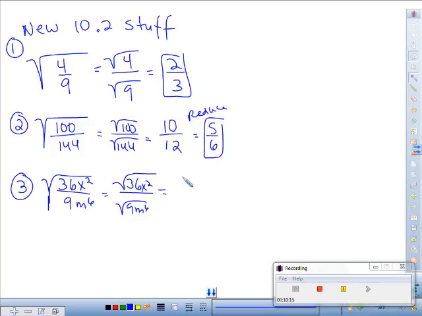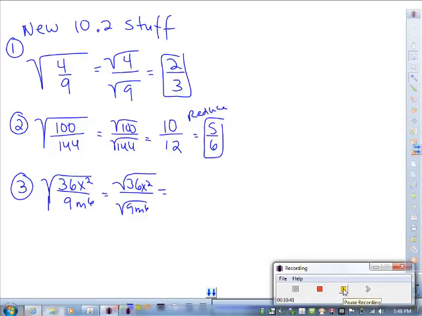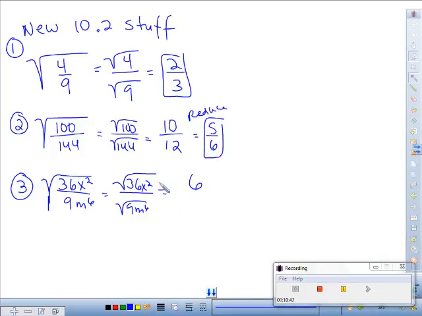So Ryan, what do you think for the top? For 36, Ryan. What times what makes 36? 6. Okay, so that's the 6, and what about the x, Kevin? X squared. Just get x, and then on the bottom here, what are we going to get? Very good. So that's the end of this problem, with the exception of what?